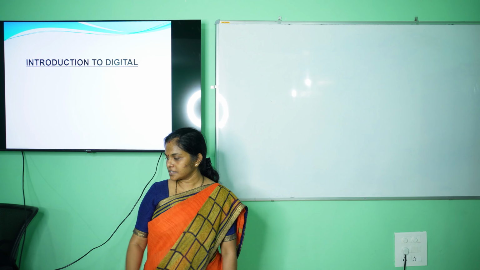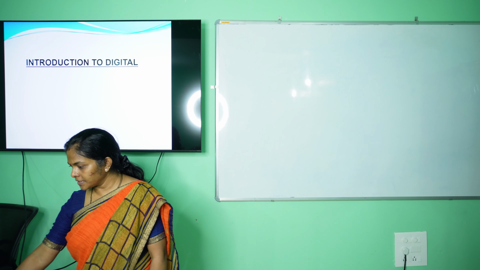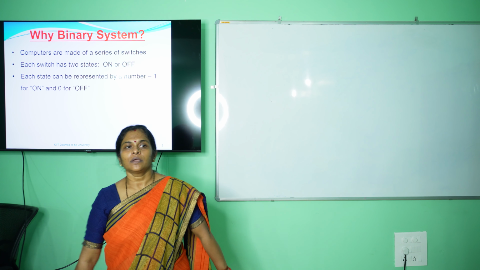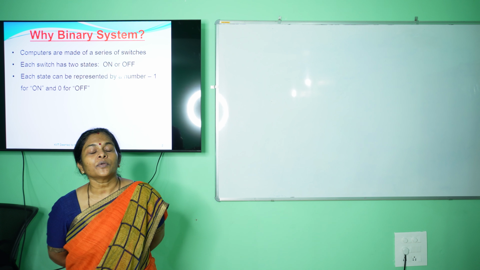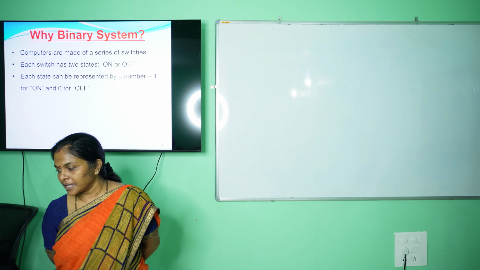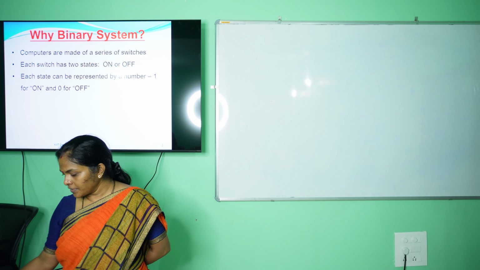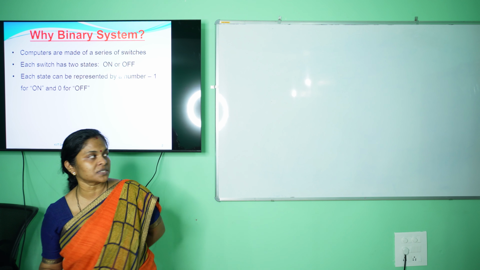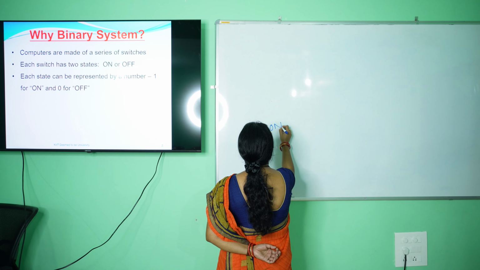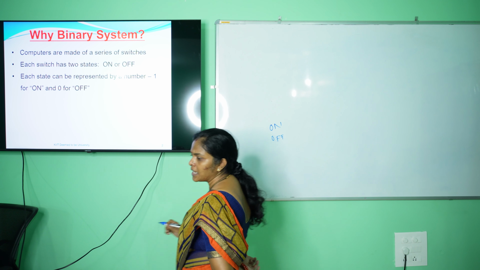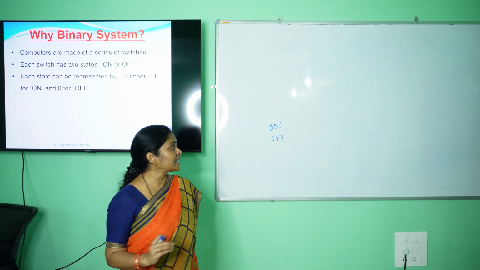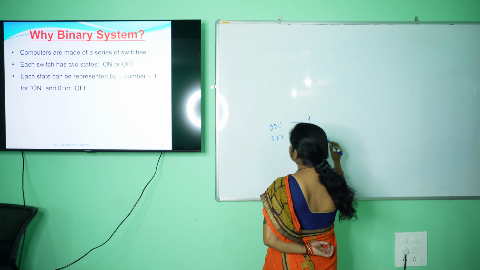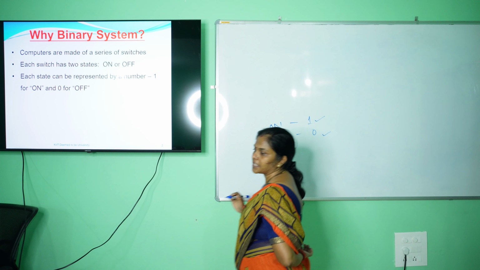So today I will start digital electronics. So, introduction to digital. First, in digital electronics, why does the number system come into the picture? A computer system can only understand binary numbers. What are computers made up of? Normally computers are made up of a series of switches, and each switch has two states, either on state or off state. And each state can be represented by either 1 or 0. 1 is represented for on and 0 is represented for off.